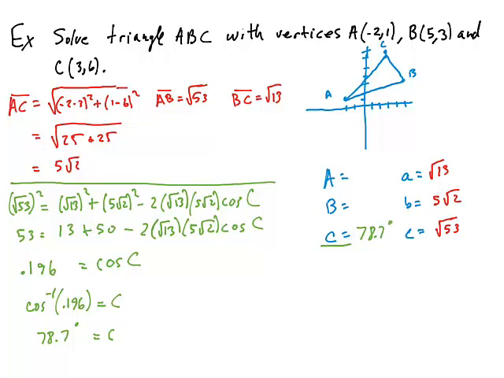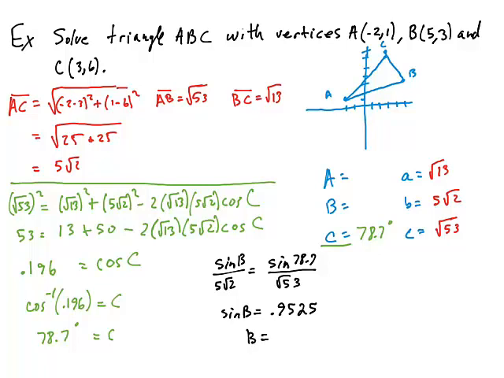Alright, and then from here we can use law of sines. I'm going to find angle B here, so sine angle B divided by 5 root 2 is equal to sine 78.7 degrees divided by square root 53. We get sine of B equal to 0.9525, let's call it. And that gets us, when we take the inverse, a B value of 72.3 degrees, let's call it.